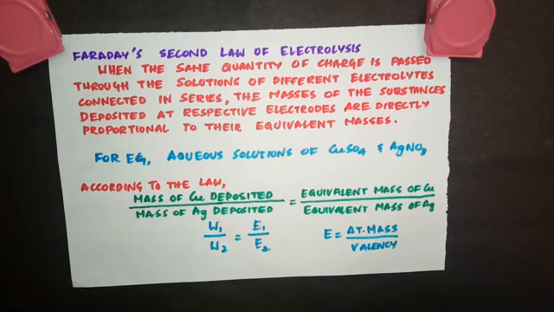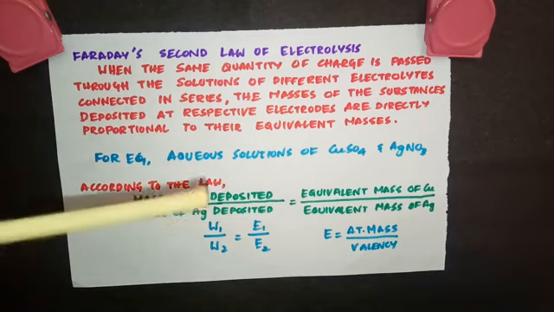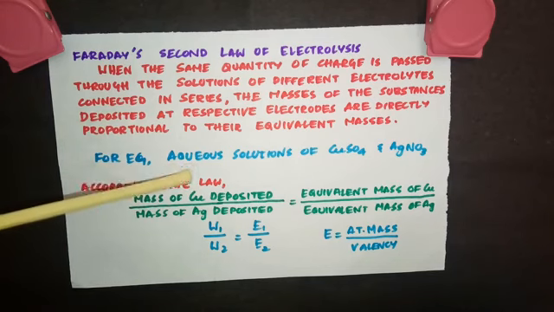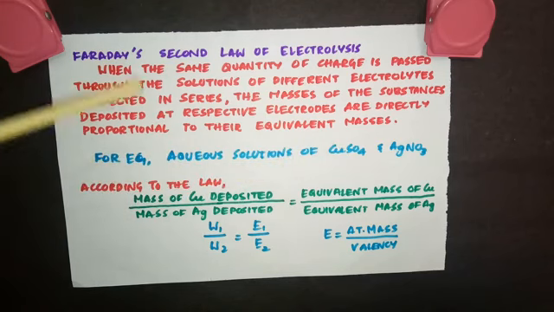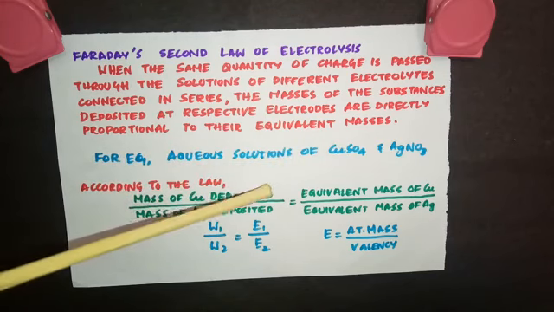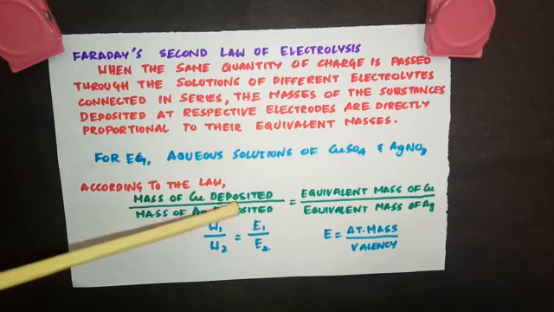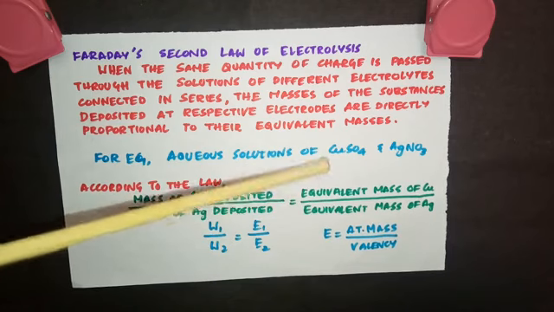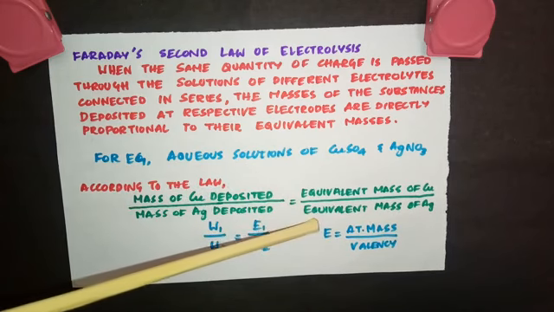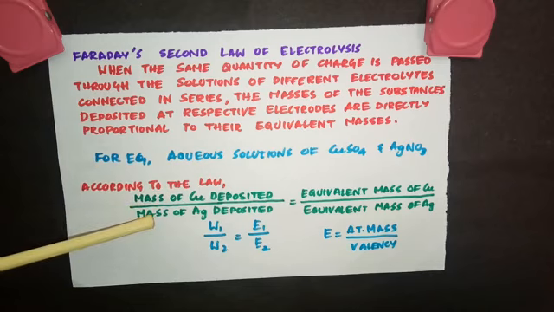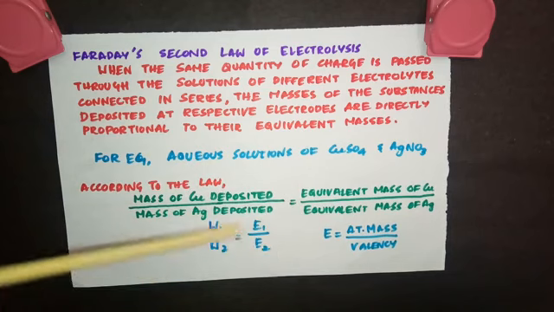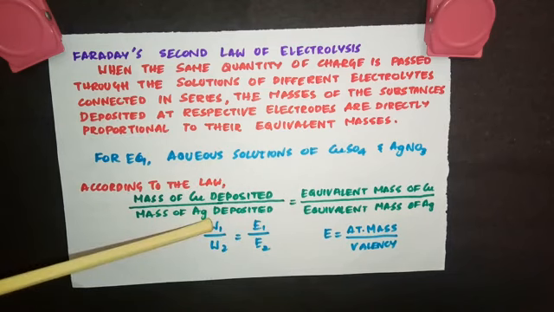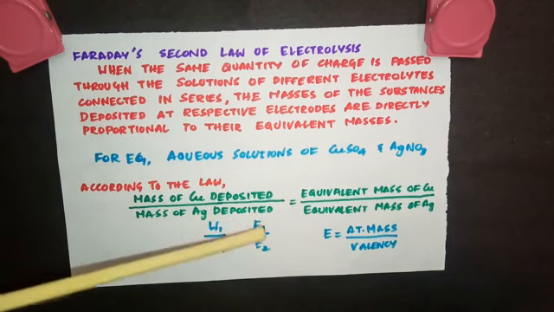Just now I told you what is equivalent mass: atomic mass by valency. So we'll take an example of aqueous solutions of copper sulfate and silver nitrate. Both are connected in series. According to this law, mass of copper deposited divided by mass of silver deposited will be equal to equivalent mass of copper by equivalent mass of silver. If you take the mass of Cu as W1 and mass of Ag as W2, and equivalent mass of Cu as E1 and Ag as E2, according to Faraday's second law, W1 by W2 is equal to E1 by E2.